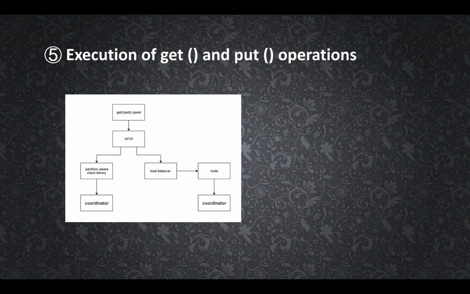Users always use a website to send a GET or PUT request. After the HTTP request, there are two ways. One way is through the load balancer, which will send the request to a node. If the node is not in the preference list, it won't work and it will forward the request to the coordinator. But if we have a client that is partition aware, it will directly send the request to the coordinator. The coordinator is the node that handles the GET or PUT operations, and it's always the first node in the preference list.